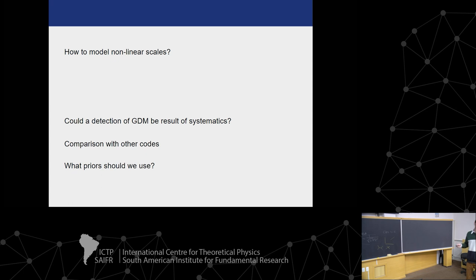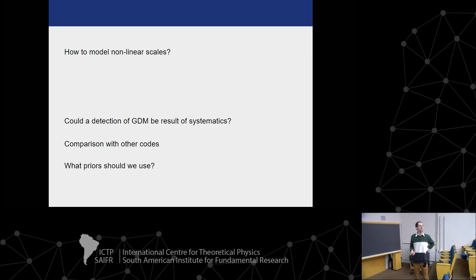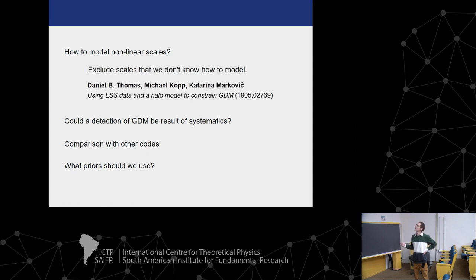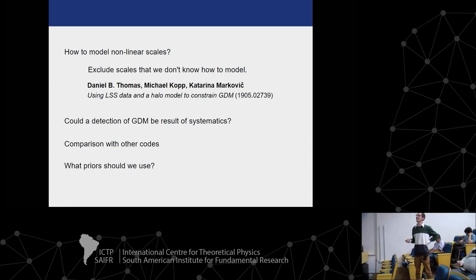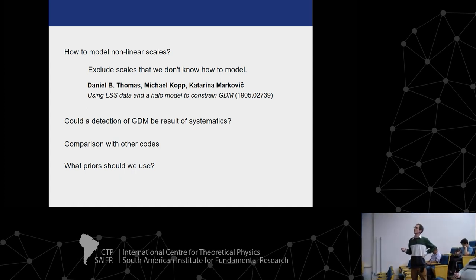And what prior information should we use in our parameter estimation? These are all questions that are not trivial to address. For this first one, of course, we have to exclude scales that we don't know how to model. And we have to know what scales we can model and what scales we cannot. I just mentioned this new paper in which they define a halo model for generalized dark matter. It is a nice way to try to model these nonlinear scales.